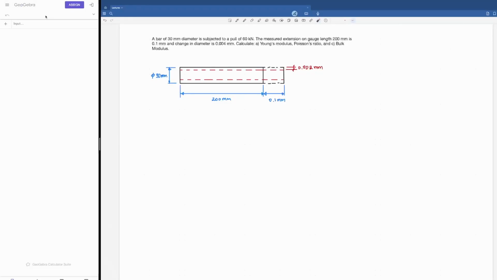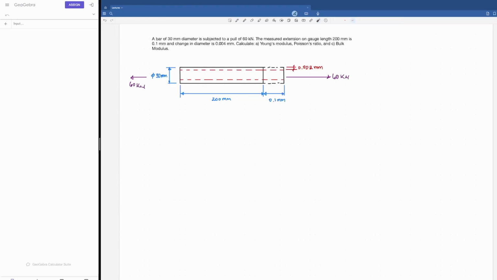In this problem, they're asking us about a bar of 30 millimeter diameter, so this is a round section here, that is subjected to a pull of 60 kilonewtons. Actually, I should write this one here so we can see that this is going to be subjected to a pull of 60 kilonewtons. And this is happening also in this direction here, 60 kilonewtons.